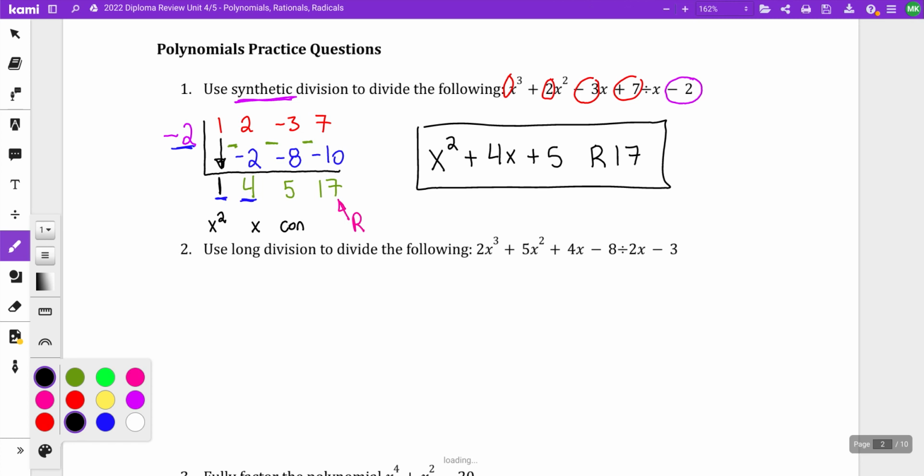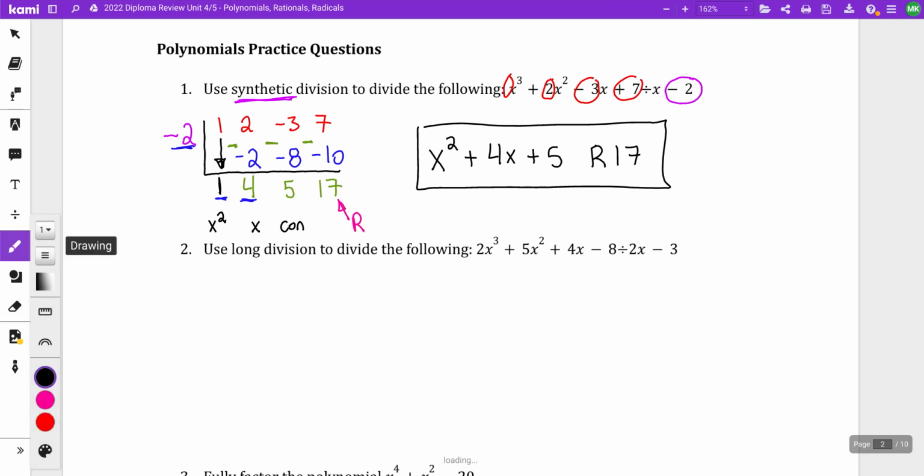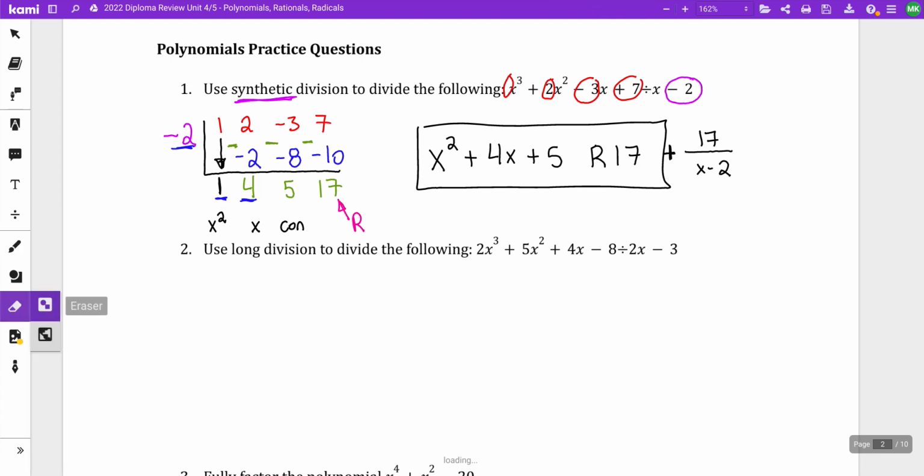For the record, you could also write your remainder as 17 over x minus 2. And I could do plus that as my remainder, because that's what's left over, right? I still had that 17 divided by x minus 2 that I couldn't divide. I'll do that for the next one so you can see what it looks like. Actually, the next one might divide perfect, but we'll see.